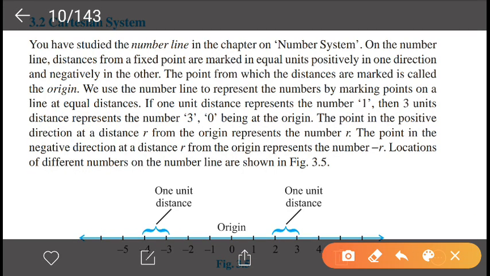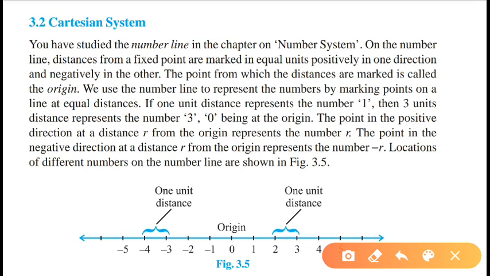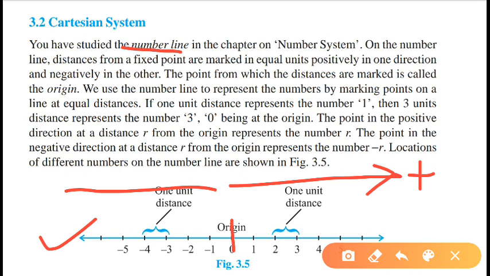As in the first chapter we have studied the number line, as shown over here also. This is our number line. In the number line we have different marks. Starting from the origin, on the right side it is positive, on the left side it is negative, and there are markings which are an equal distance apart from each other.